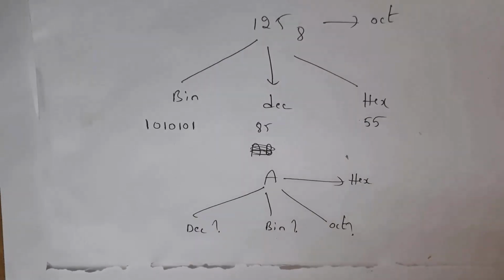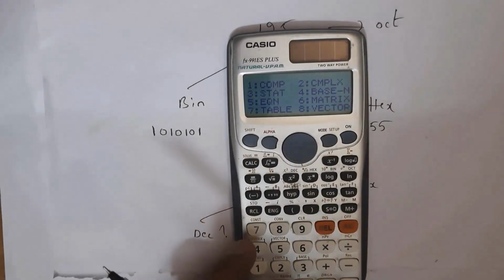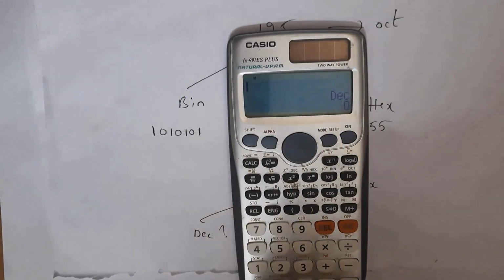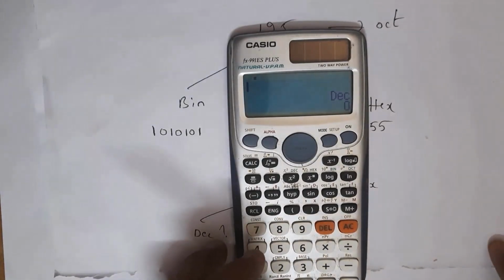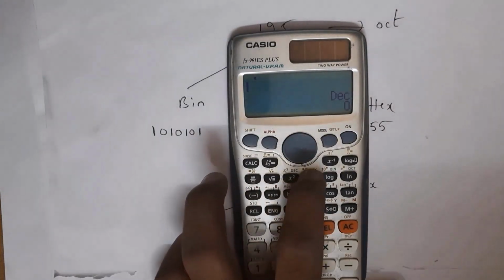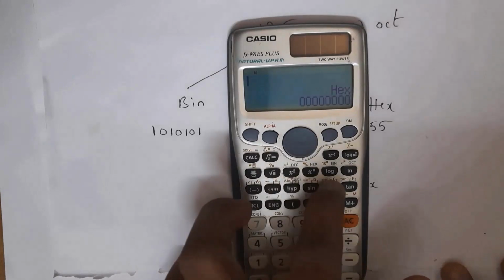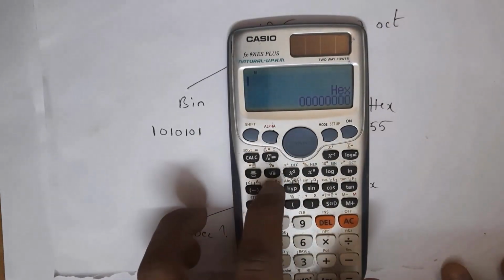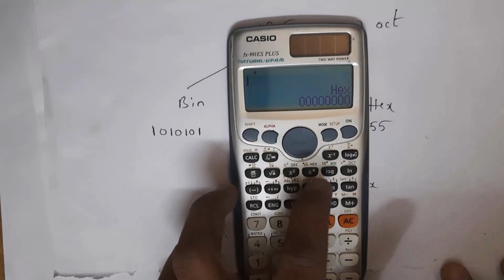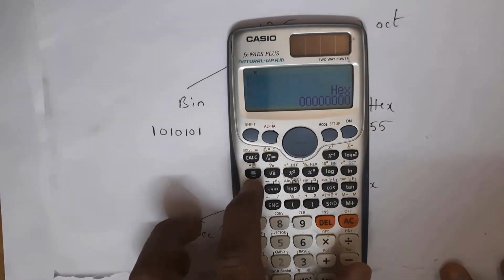Next I will explain how to convert hexadecimal value A into decimal, binary and octal. First click on mode, select option 4, that is base n. Here by default you will see decimal. Here you need to select hexadecimal because you want to convert hexadecimal number. So click on hexadecimal. Here you can see alphabets A, B, C, D, E, F, where A means 10, B means 11, C means 12, D means 13, E means 14 and F means 15. Here you can see alphabets from A to F.